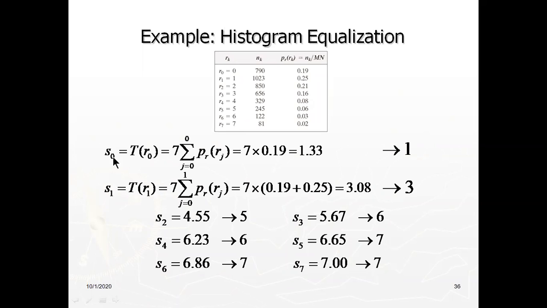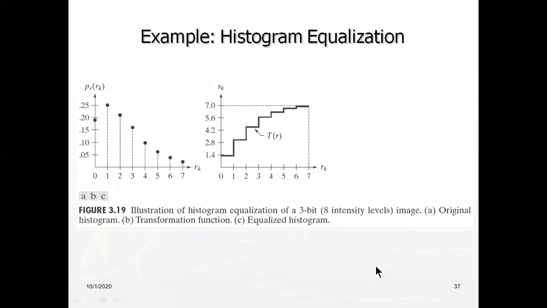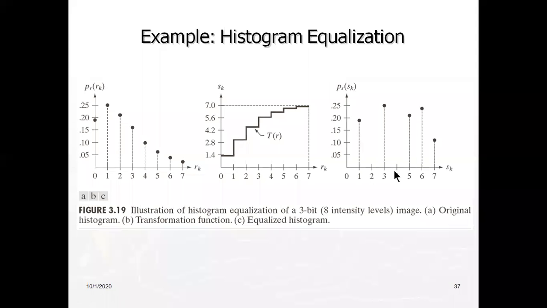So therefore, S0 will be 1, S1 is 3, S2 is 5, S3 is 6, S4 is 6, S5 is 7, S6 is 7, and S7 is the value 7. So all that is, the P(RK) is plotted over here, SK versus RK is plotted here, and then we can try to plot the value of P of SK over here. So thus, this is the equalization.